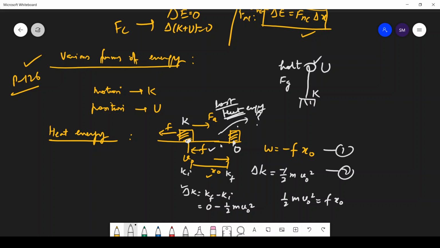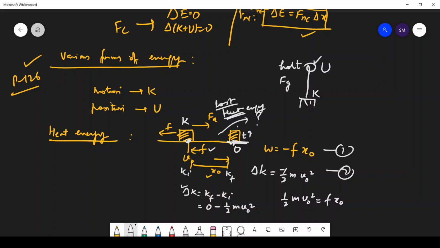Keep on rubbing your hands, and your hands will get hotter, because the kinetic energy is being converted into heat energy. So their temperature will increase here. The block has gained some heat energy. Its temperature will increase a little bit, and the temperature of this surface will also increase. Even the air, some of the heat is lost into the surroundings also.